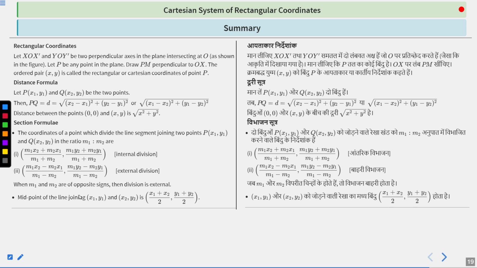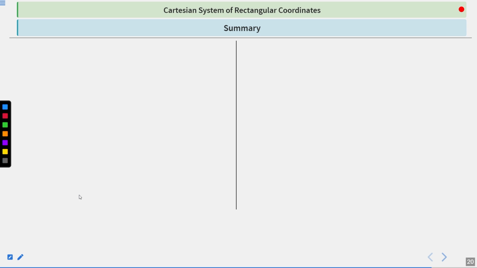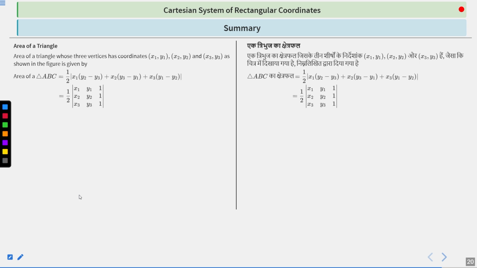And the midpoint of the line joining points (x1, y1) and (x2, y2) is ((x1 plus x2)/2, (y1 plus y2)/2), right? Clear? After that, we have seen the area of a triangle having three vertices with coordinates (x1, y1), (x2, y2) and (x3, y3). So the area of the triangle can be calculated as 1 by 2 into modulus of x1 into (y2 minus y3) plus x2 into (y3 minus y1) plus x3 into (y1 minus y2), which is 1 by 2 into the determinant value of x1 x2 x3, y1 y2 y3 and 1 1 1.